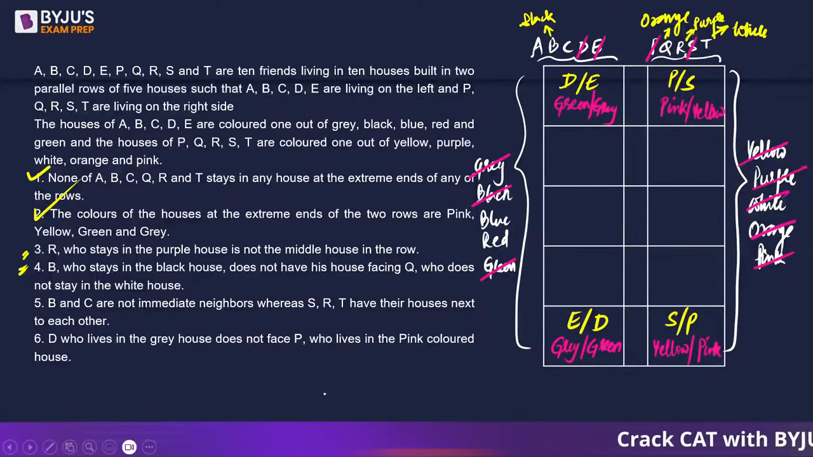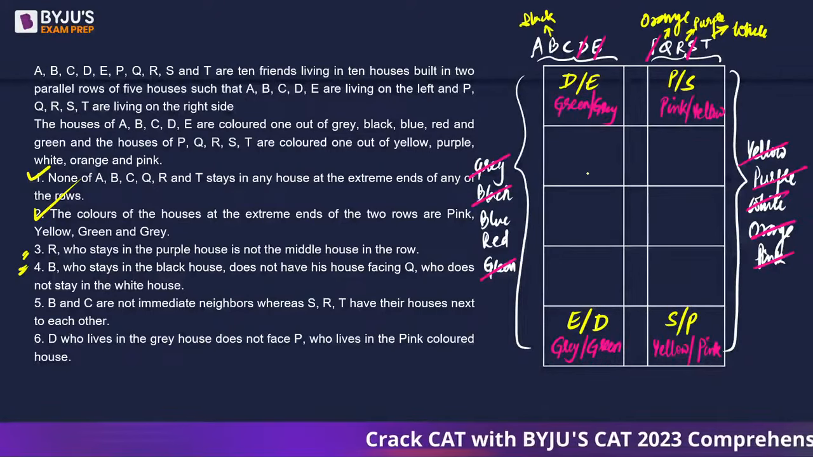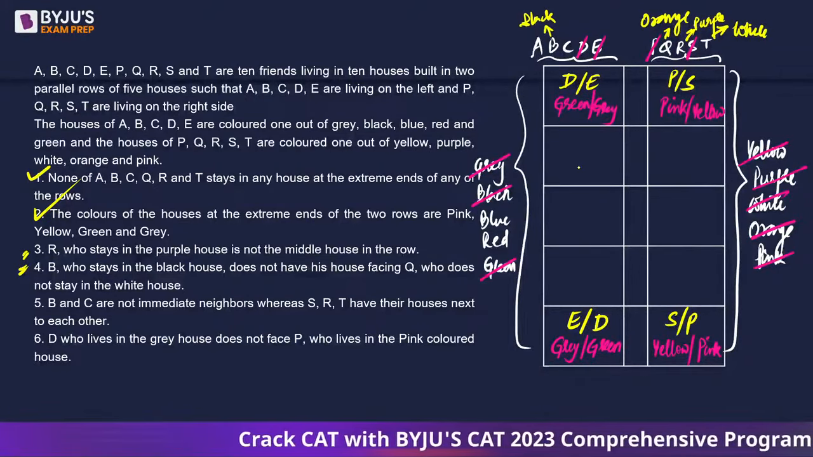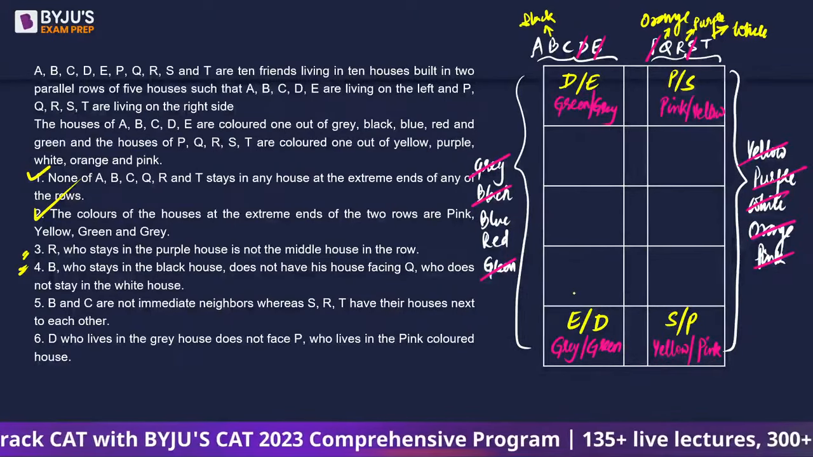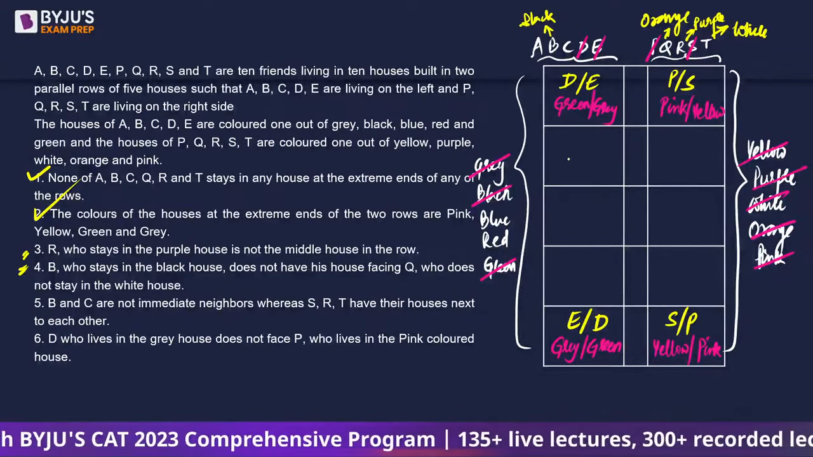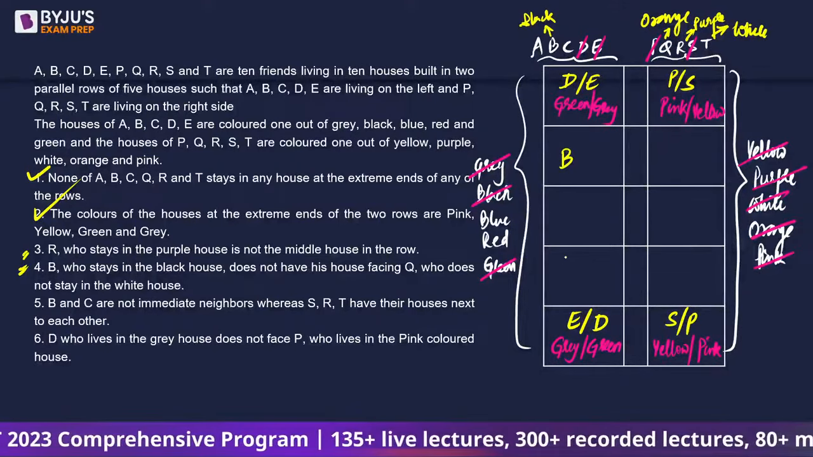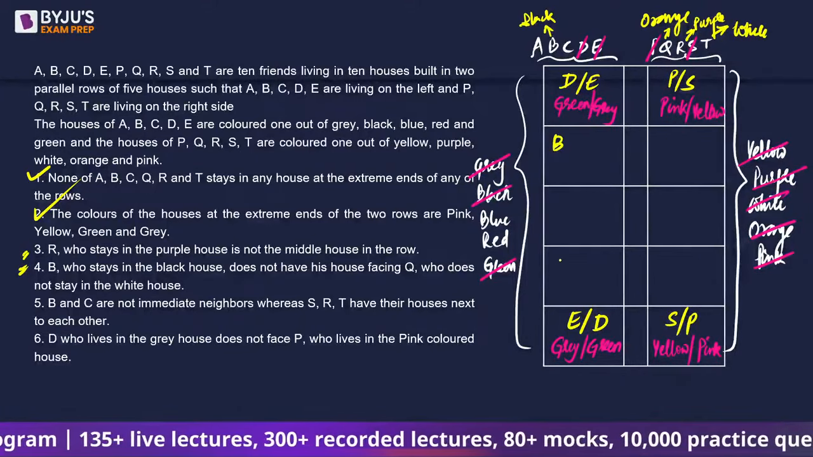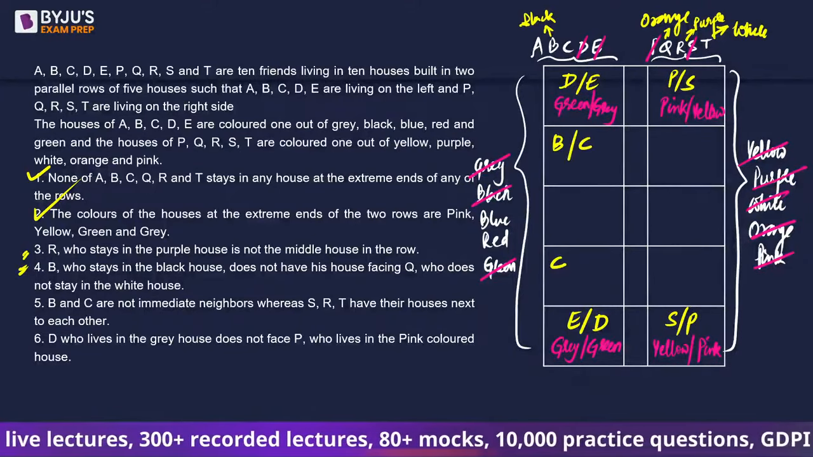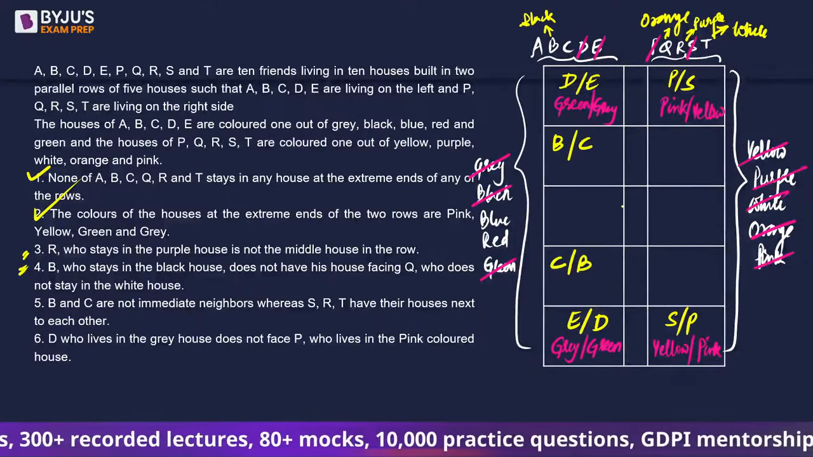B and C are not immediate neighbors. So B is going to be second from the top, or C is going to be here, or maybe C is here and B is here. Whatever the scenario, A will be in the middle.